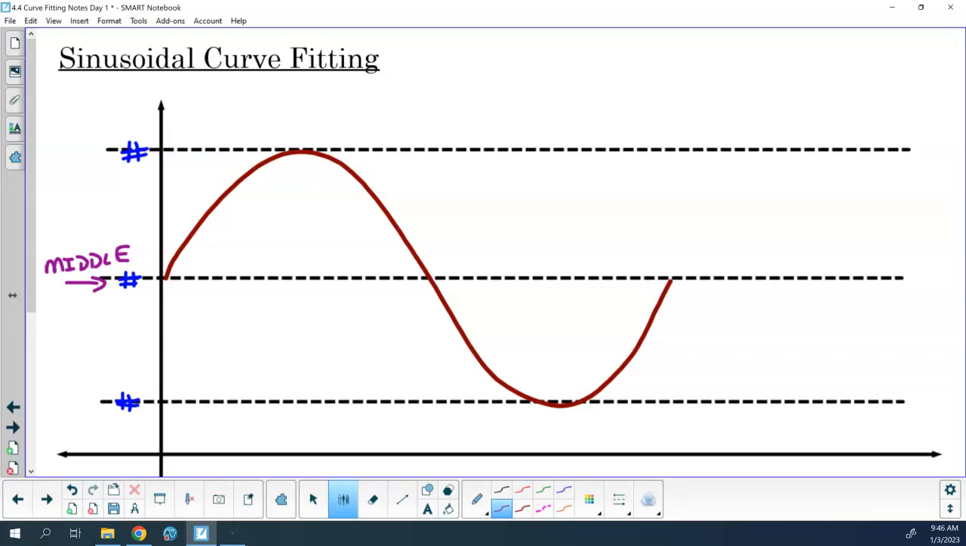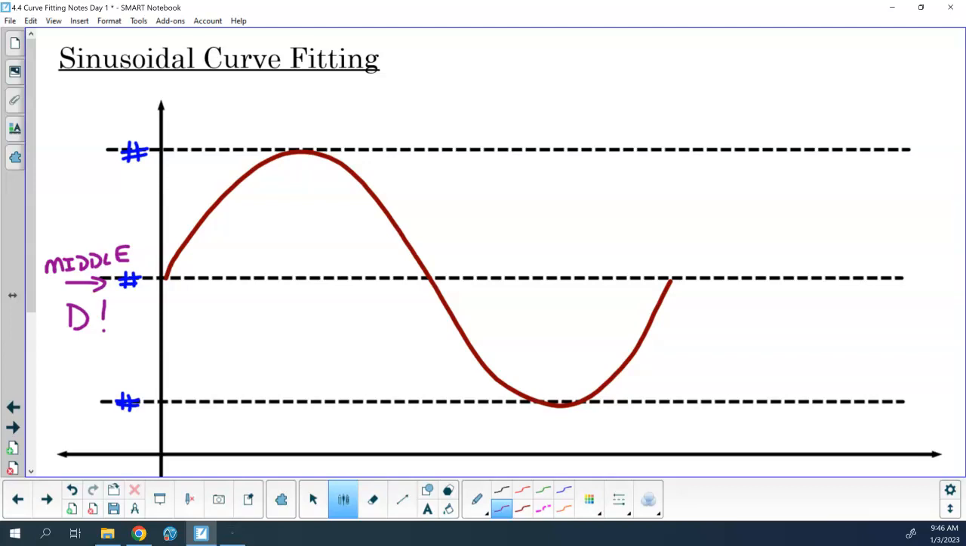It's which one? A, B, C, or D? It's D. Okay? So we need that. What else can we find based off of just those 3 numbers over here on the side? The amplitude. Why do we need the amplitude? That's A.